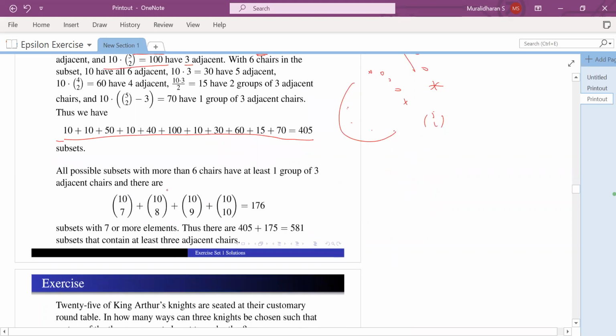Up to 6 chairs. And all possible choices with more than 6 chairs will have at least one group adjacent anyway. So I can choose 10C7, 10C8, 10C9, 10C10. So that gives 176. So add all these.